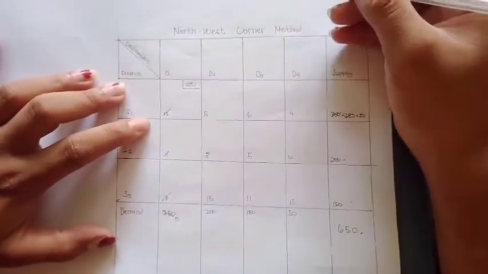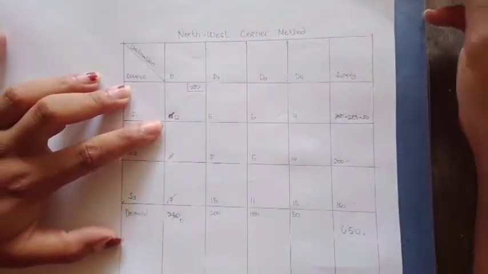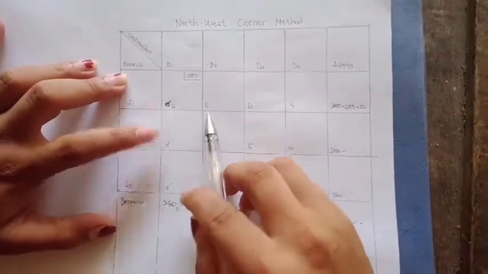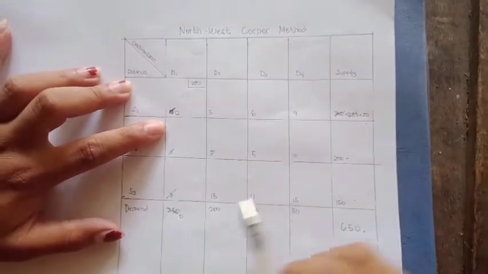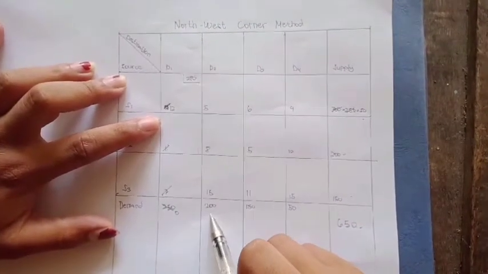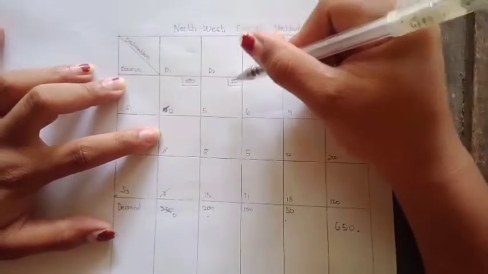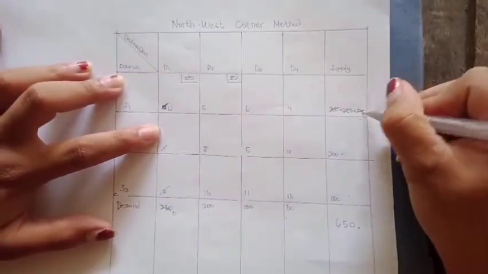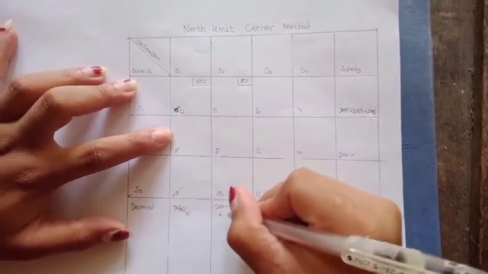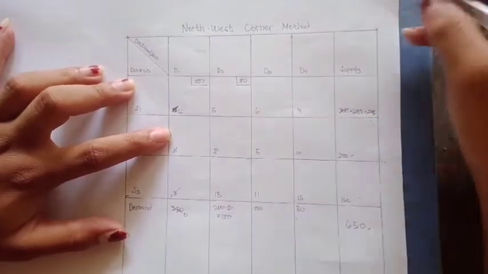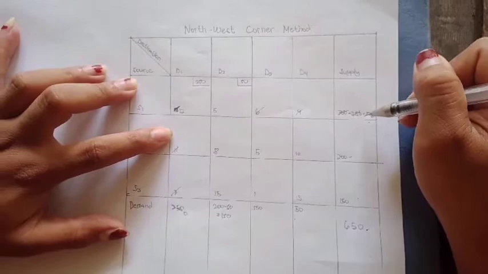Next is 5. So our supply is 50 and our demand is 200, so we need to allocate 50 here. Then it will become 0, and then 200 minus 50 is equal to 150. So cancel because it's already satisfied.